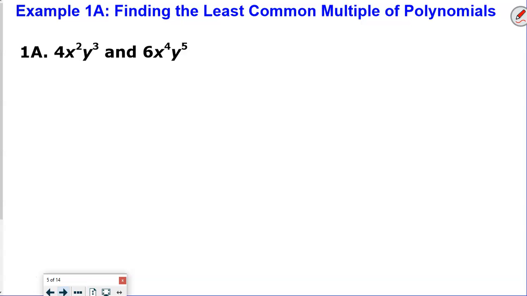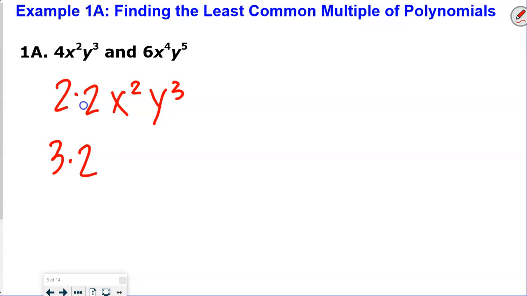This is the way I like to do it. I'm going to give you the factors of 4, which are 2 and 2, and then we've got x squared and y to the third. Now we're looking for the biggest x and the biggest y. For the 6, we've got 3 times 2, and then x to the fourth and y to the fifth. Again, we're looking for the biggest exponents, okay?